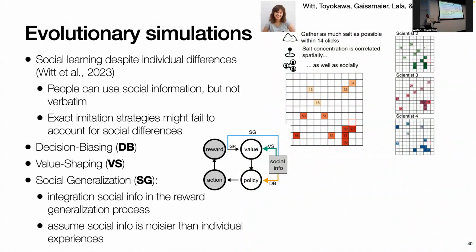Exactly. I think we wanted to focus on a simpler case here of how people can use social information, even though it's not exactly applicable to you, but then individual differences add a lot more complications. So we wanted to bracket that out for the study, although that's certainly something that's very important.